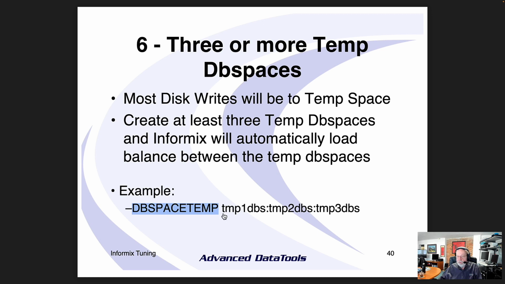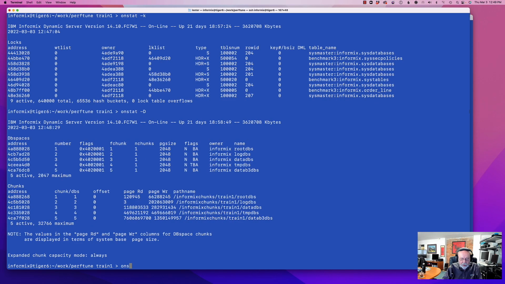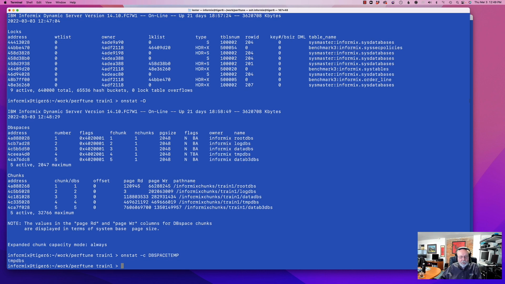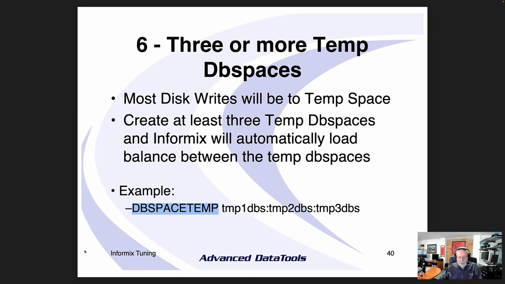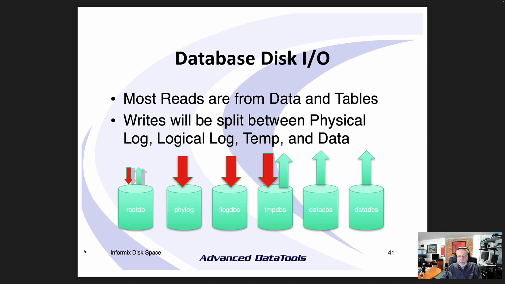Now, it's very important to have DBSPACETEMP set to something. And let me just, as an example, if you do an onstat -c, it will tell you what your DBSPACETEMP is set to. Now, I only have it set to 1. If I had it set to 3, like my example here, Informix would automatically load balance between the 3, and I would get much better overall performance. And if the 3 were on separate disk or separate logical volumes, even better performance. Here's another example, a database server I/O.